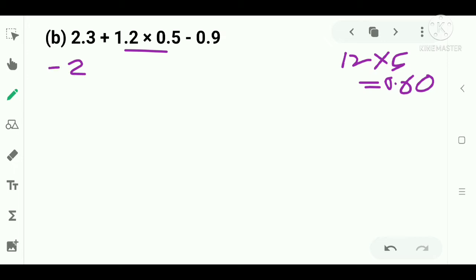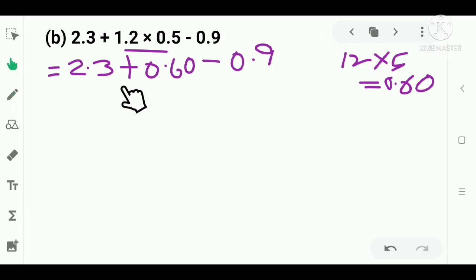So we will write here 2.3 as it is, plus the product 0.60, minus 0.9. Now students, next step, addition. We will add 2.3 and 0.60. So 0.60 is already written here. We will write 2.3 under this. Write point under point. So add it now. So it is 0, 6 plus 3 is 9, 0.2 plus 0 is 2.